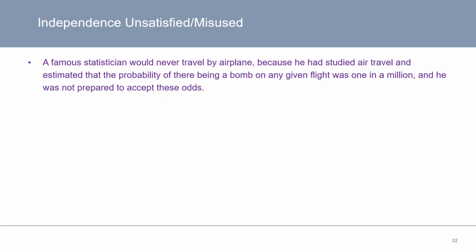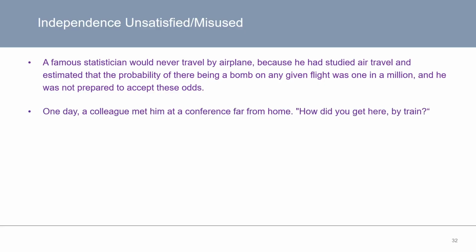So here we have an anecdote of a famous statistician who had never traveled by airplane because he had studied air travel and estimated that the probability of there being a bomb on any given flight was 1 in a million, and he was not prepared to accept those odds. One day, a colleague met him at a conference far from home and said, "How did you get here, by train?" And the statistician said, "No, I flew." And his colleague commented, "What about the possibility of a bomb?"